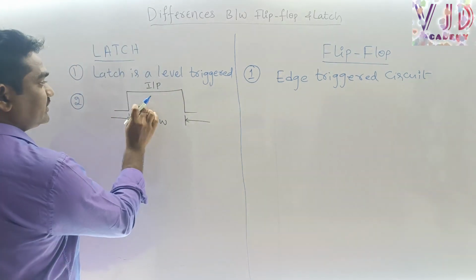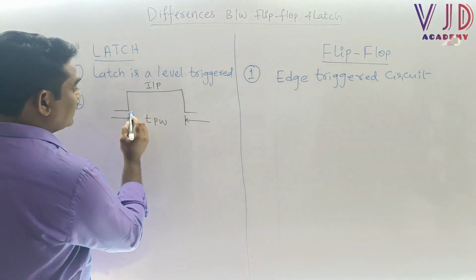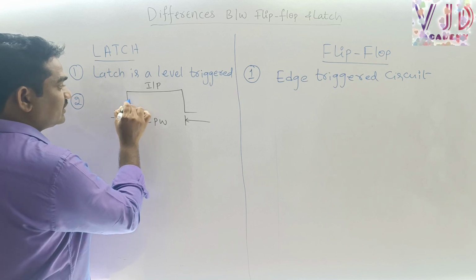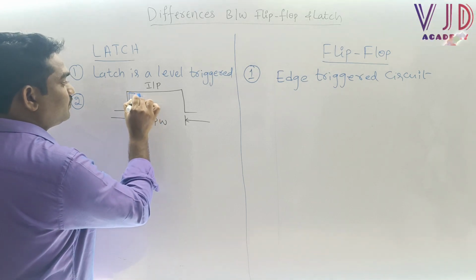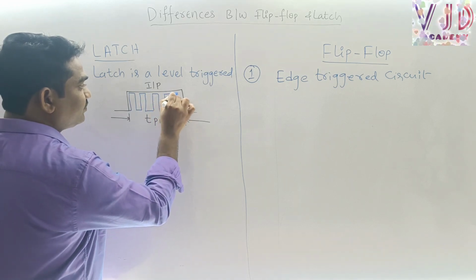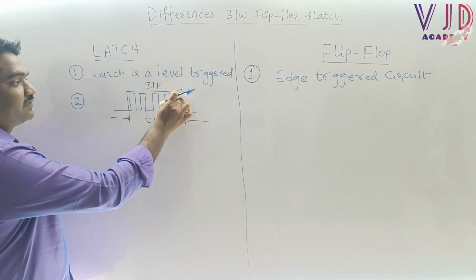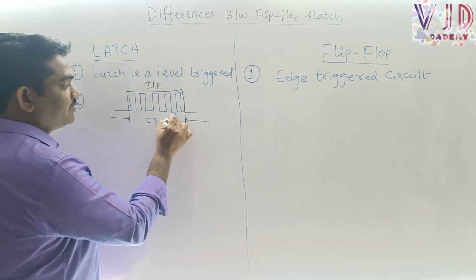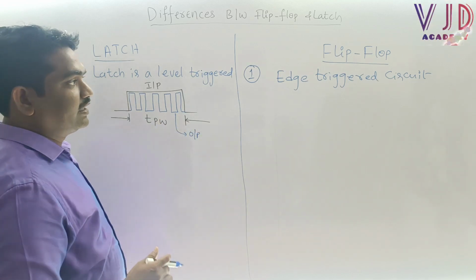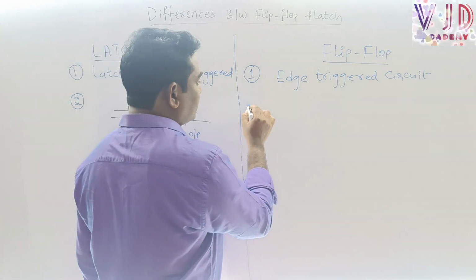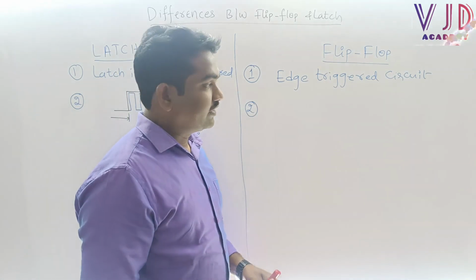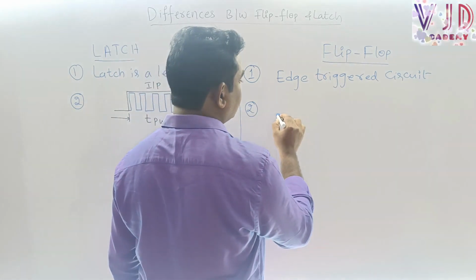Here if you see, this is the input, and the output for this particular input signal may vary multiple times, on and off, on and off, on and off. Likewise, for this given input, the output may vary many times. That is the output of a latch. And coming to the flip-flop, here the output may vary whenever the input is applied.